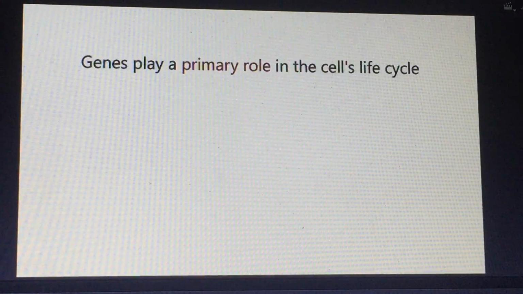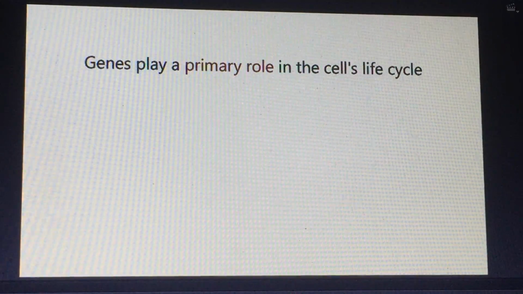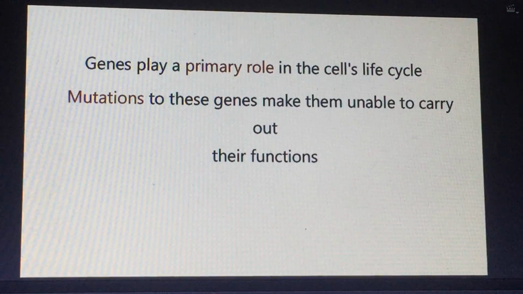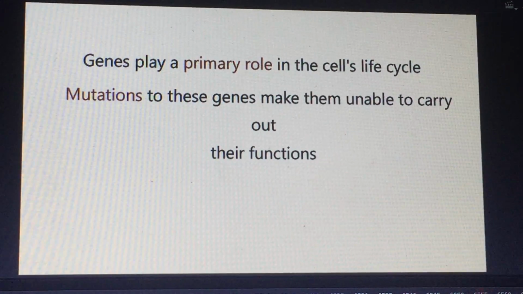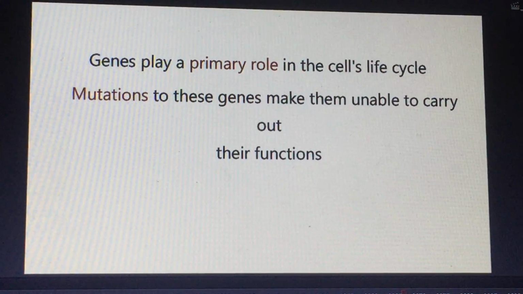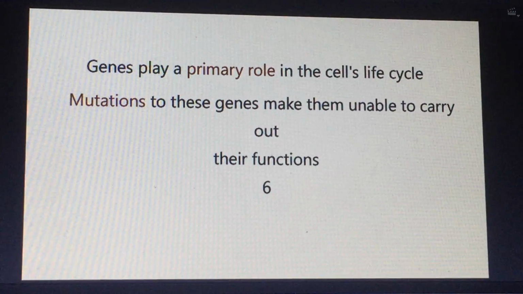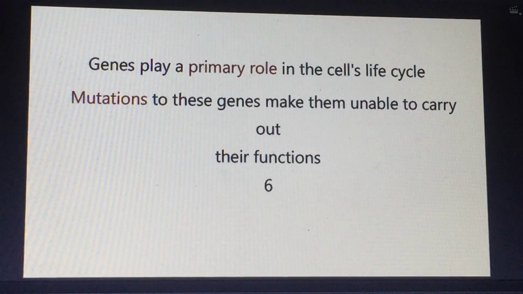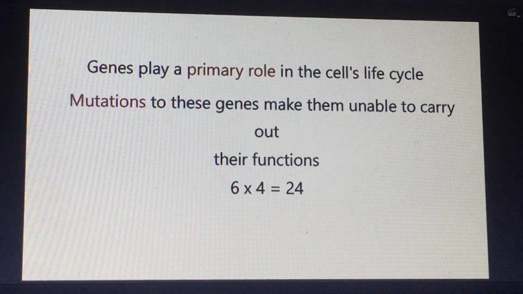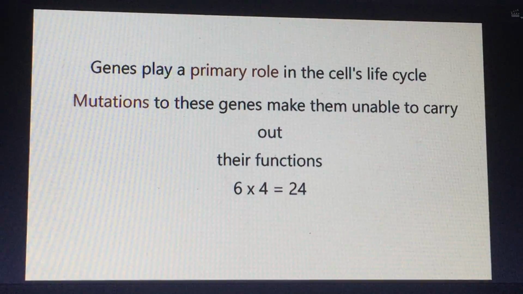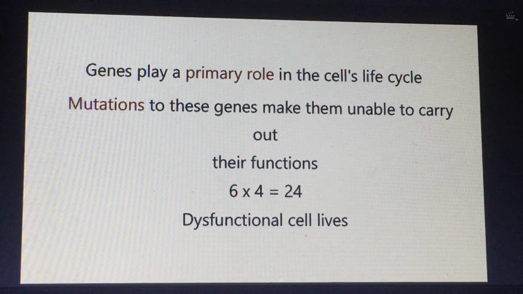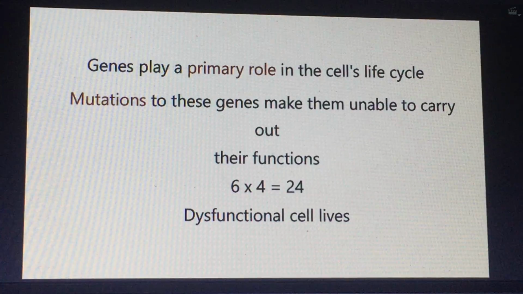Today, we have learned the different types of genes that play a primary role in the cell's life cycle. Mutations to these genes, either hereditary or from external factors, can lead to the genes and the resultant proteins being unable to carry out their function adequately. As it takes 6 mutations per gene for it to be considered mutated, considering that there are 4 types of genes regulating cell division and death, there will be at least 24 mutations if all 4 types of genes are mutated. When accumulated, this renders the already damaged or dysfunctional cell able to continue living, and this can lead to cancer.